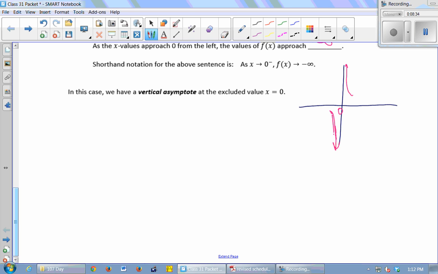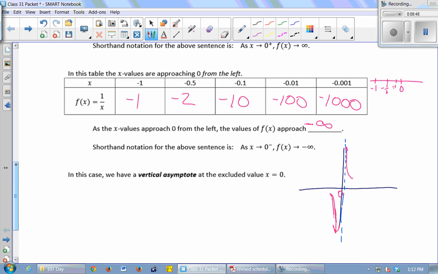So what we have at 0 is a line that my graph is approaching and getting closer and closer to, but never touching, and we call that a vertical asymptote at that excluded value from the domain. We said the function's not defined at x equals 0, and it turns out that what happens when you get near 0 is the function gets really big or gets really small, and you have a vertical asymptote.